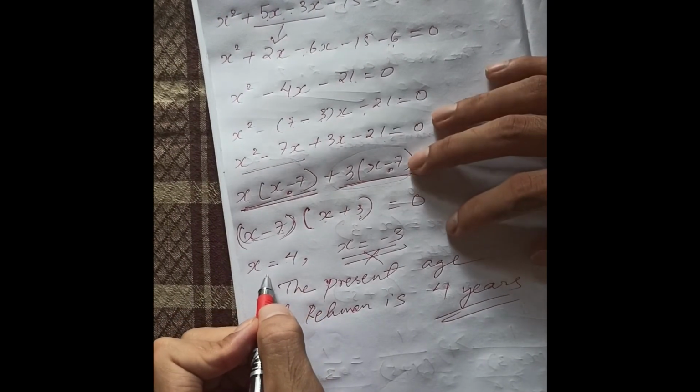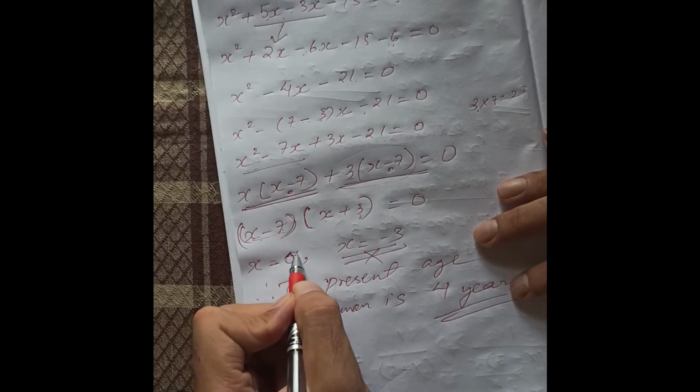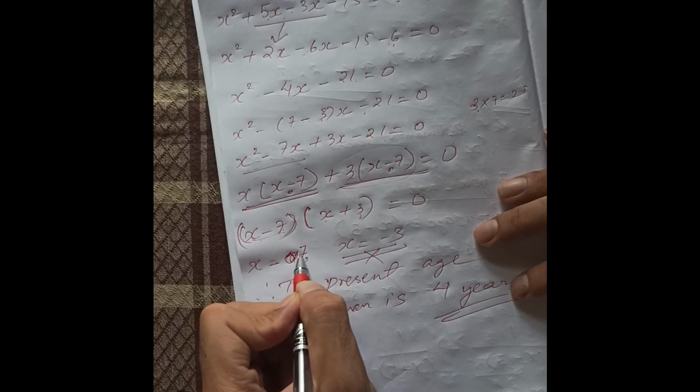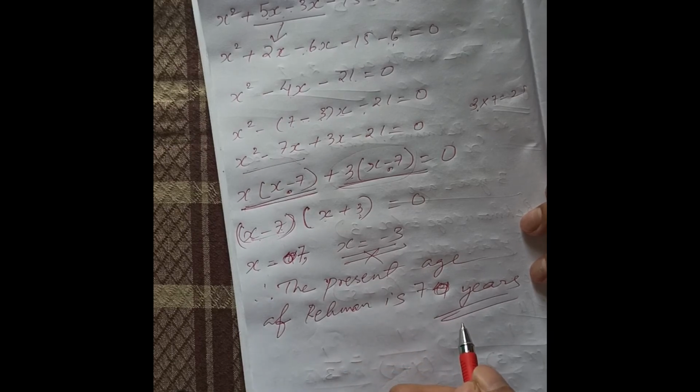Sorry, see, this one, x equals 7, I wrote 4. So the present age of Raymond is 7 years, not 4 years.